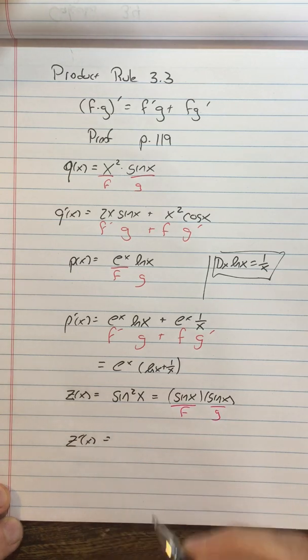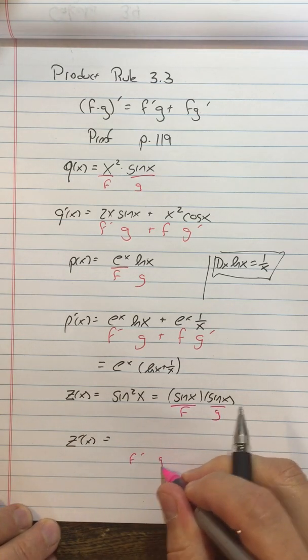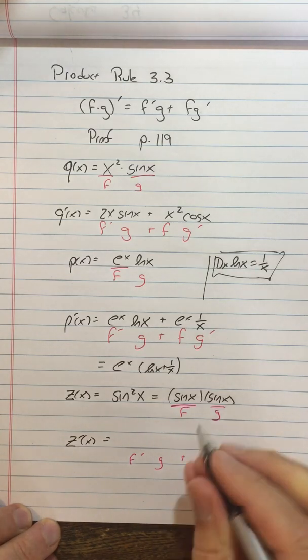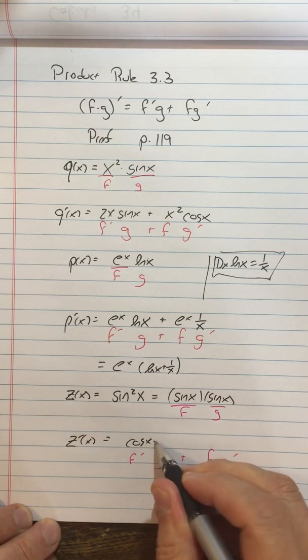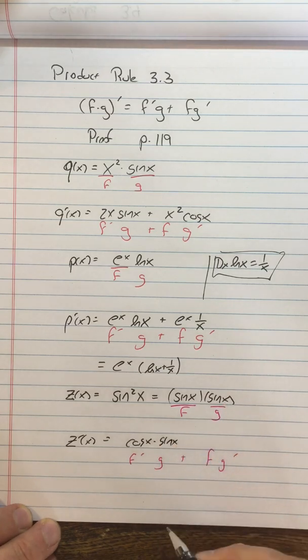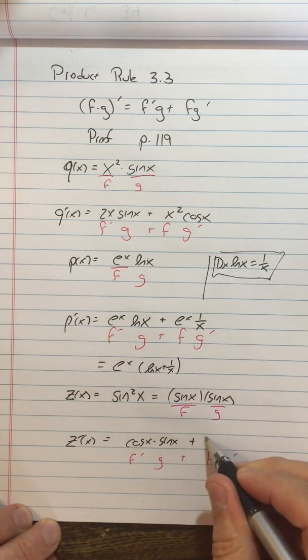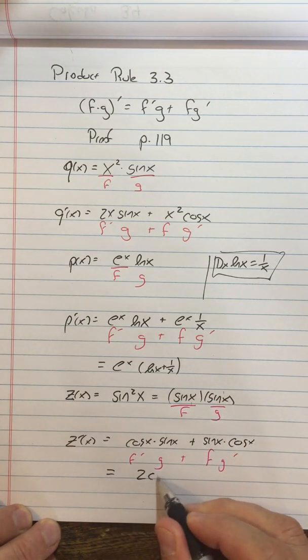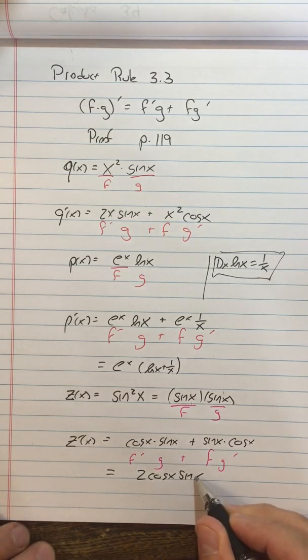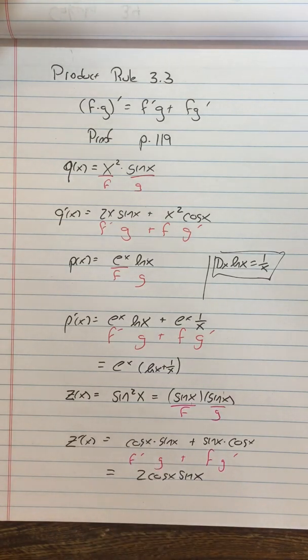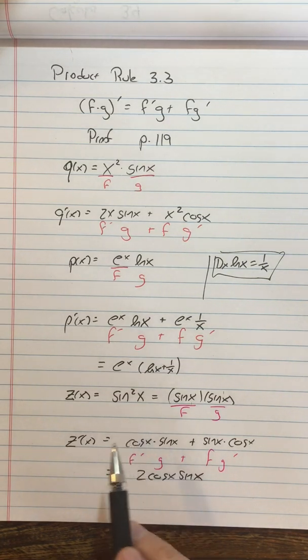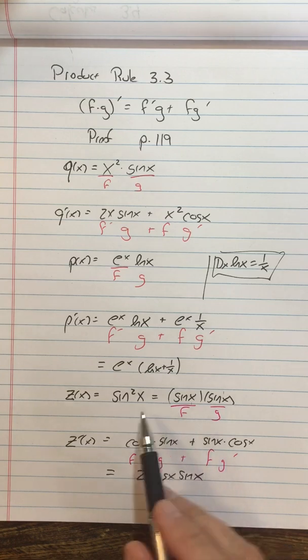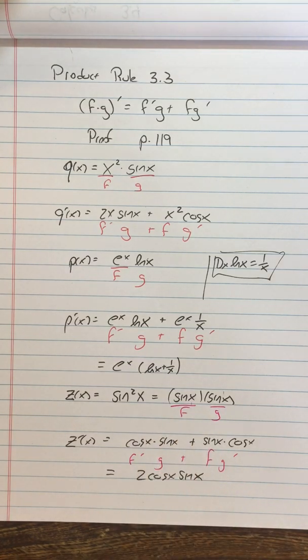Z'(x) is equal to f'g + fg'. So first I'm going to put the derivative of sine, which is cosine, times sine, and then plus f, which is sine, times the derivative of g, which is cosine. So you would pretty much want to rewrite that as 2 cosine x sine x. That's the derivative of sine squared x. Apart from the product rule or what you're about to learn in the chain rule, using what you have learned so far, there is no other way to do it than the product rule. So that's how you do that.